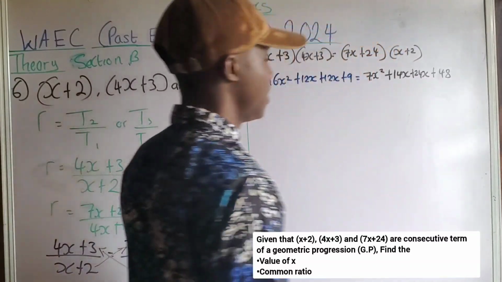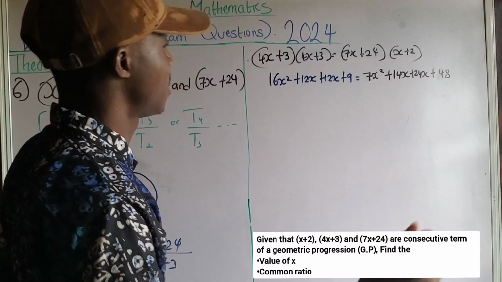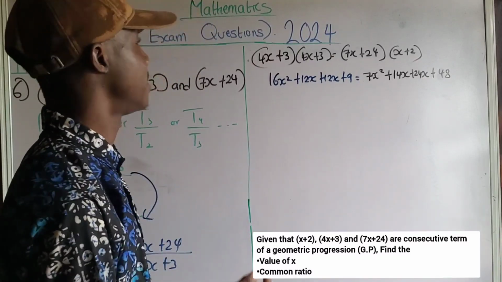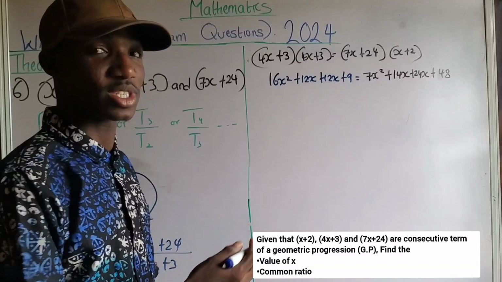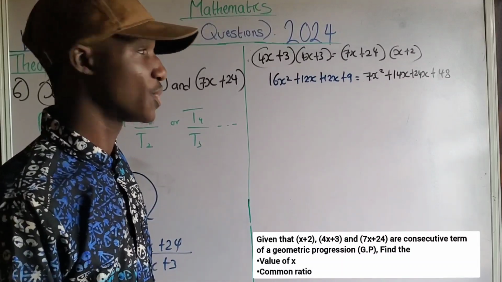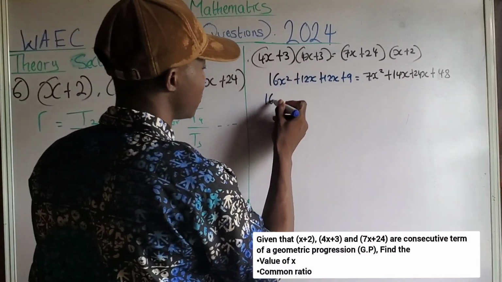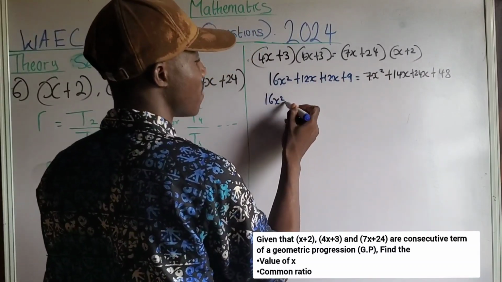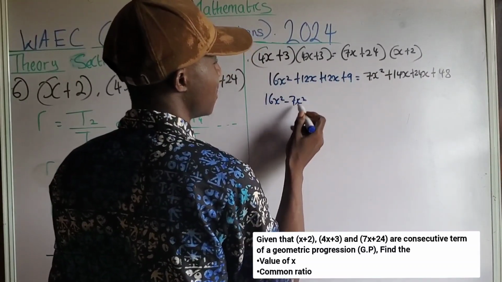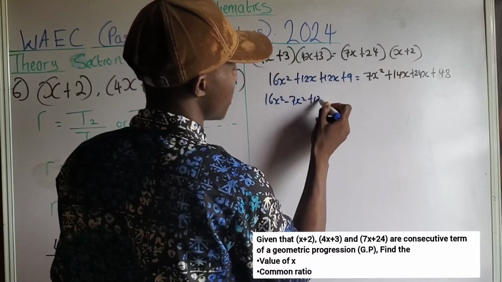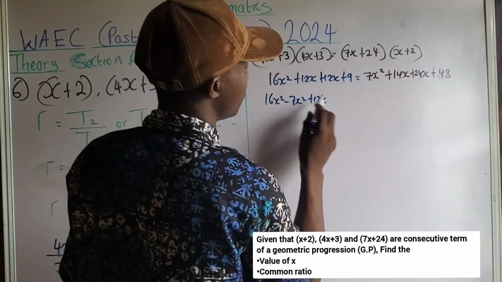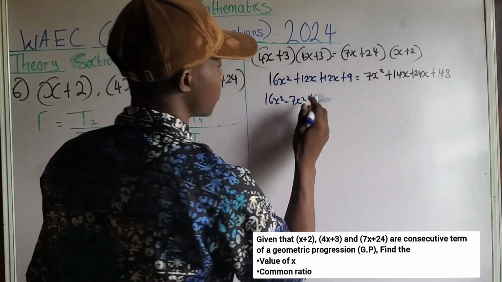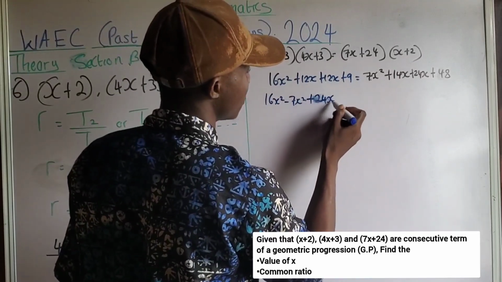Okay, now from this point we can collect like terms, you understand? And looking at this now, you know that we're going to result into a quadratic equation. I'm very sure you know. Okay, 16x squared. This 7x squared, let it cross the equals to sign. You're going to have negative 7x squared. Then plus 12x, let's add, plus 12x plus 12x, that is plus 24x. So I'm going to have plus 24x.